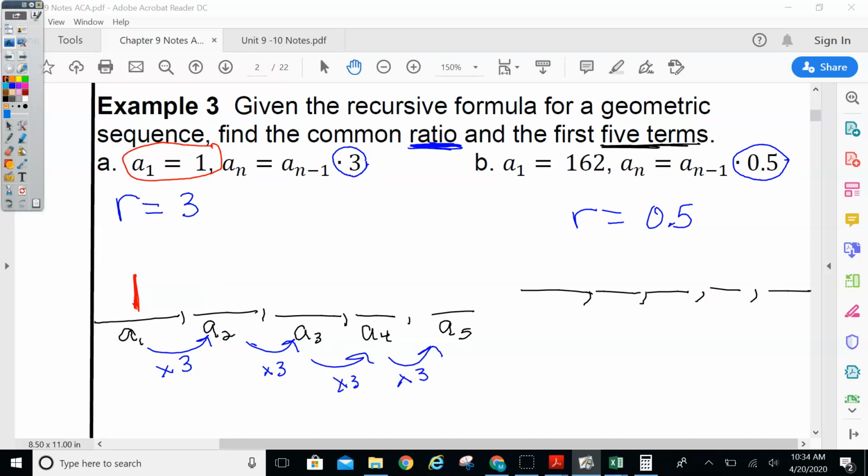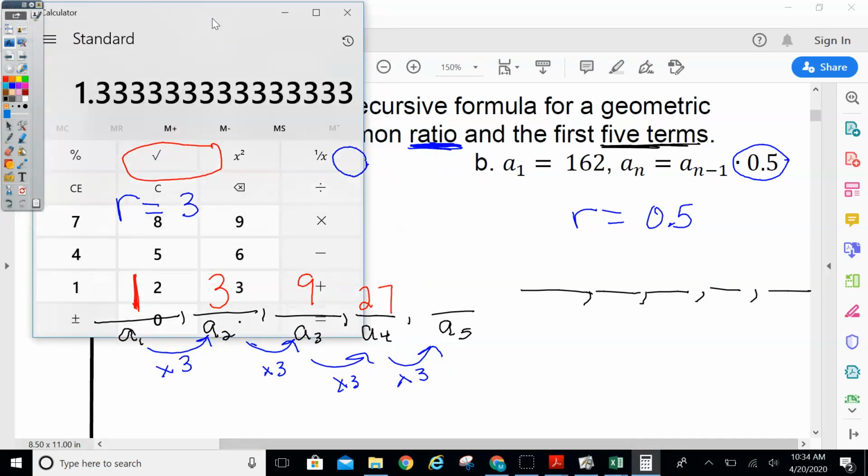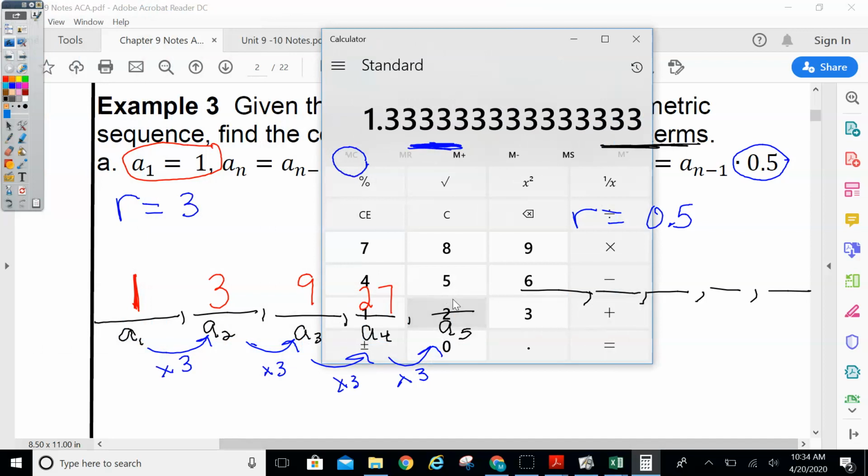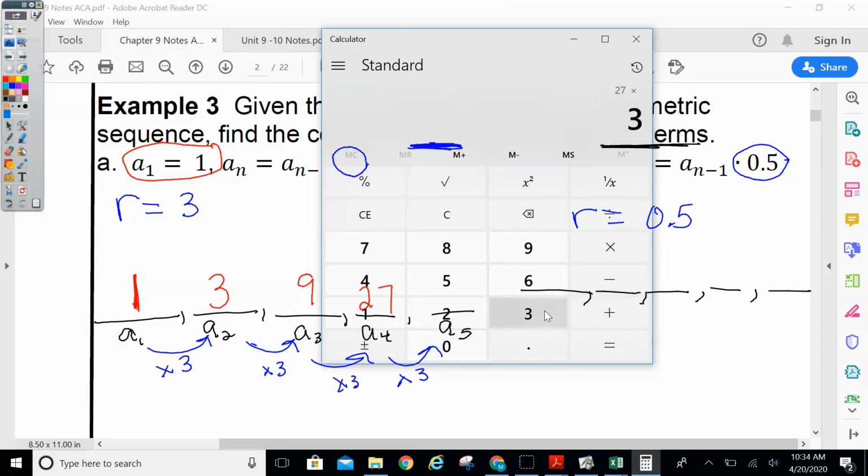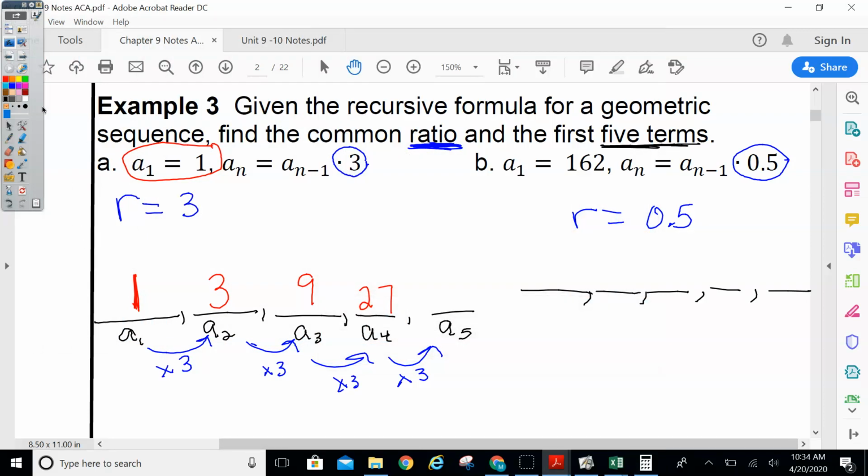So here I can do the first one. 1 times 3 is 3. 3 times 3 is 9. 9 times 3 is 27. And then towards the end, you might need your calculator because the numbers get really big really fast. So then you just do 27 times 3 is 81. So this last one's going to be 81. And that's all it wants here. The common ratio, and then the next 5 terms.